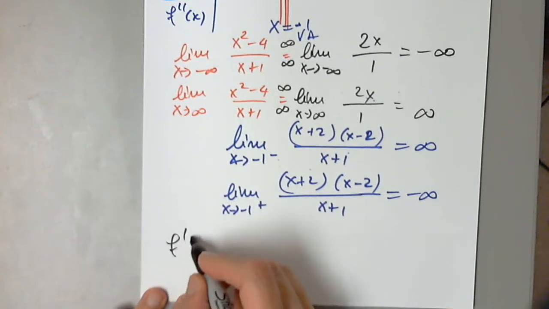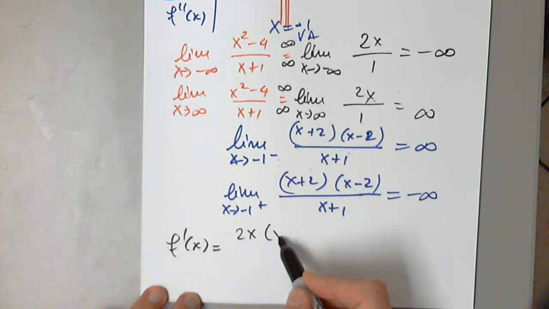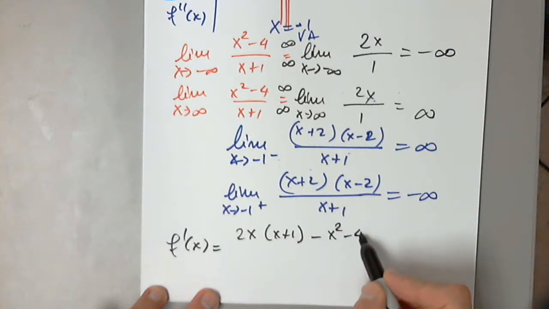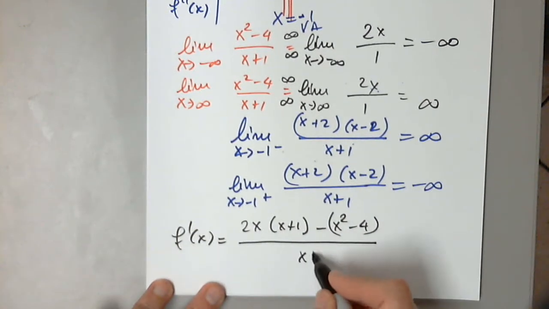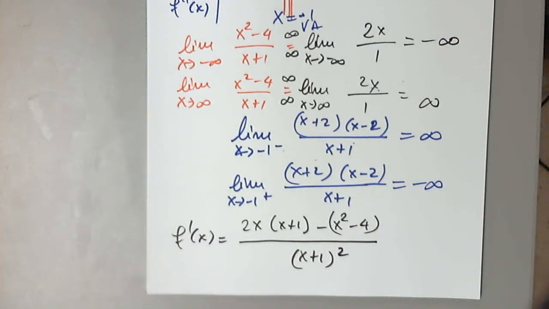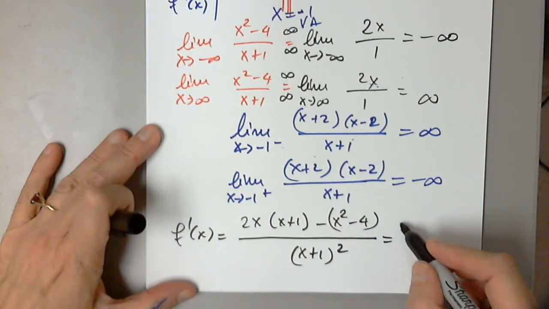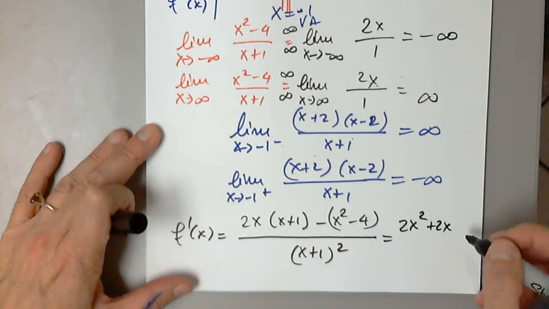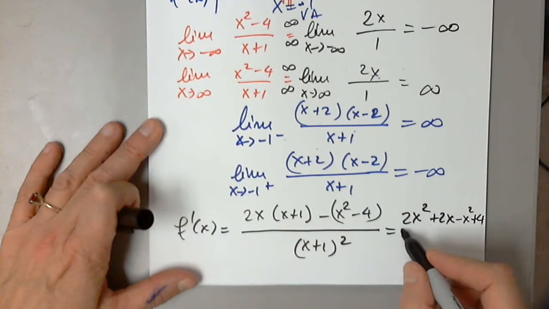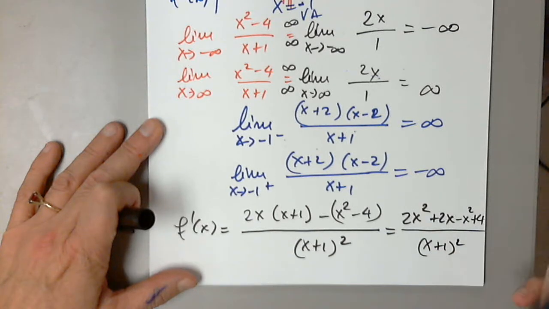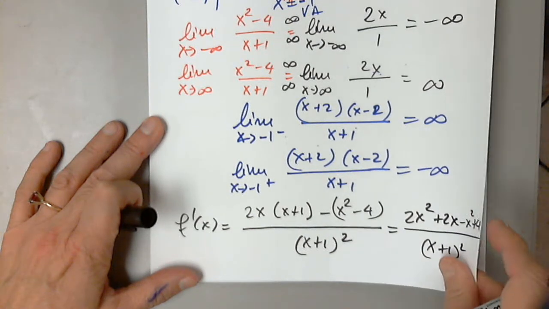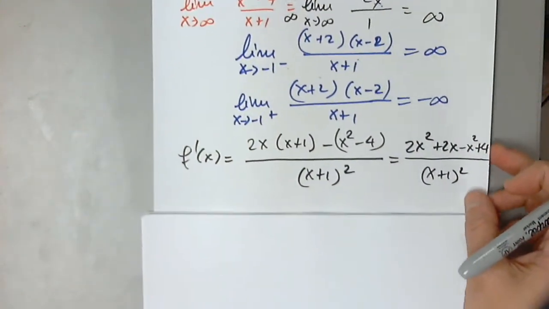First derivative. So f prime of x, 2x at the top times x plus 1 minus x squared minus 4, everything divided by x plus 1 squared. The top function prime is 2x times the denominator minus the top times the denominator prime, which is 1. So remove parentheses, 2x squared plus 2x minus x squared and plus 4 over x plus 1 squared. So this is x squared plus 2x plus 4.